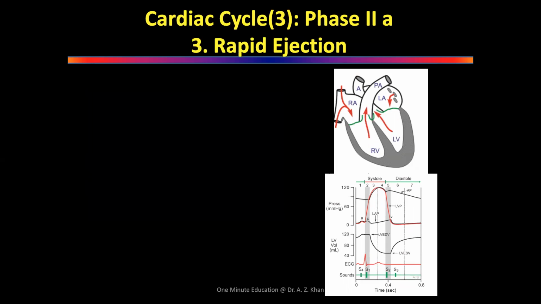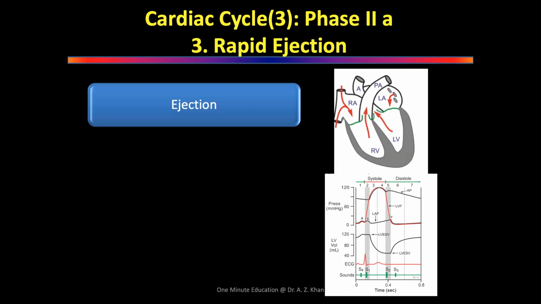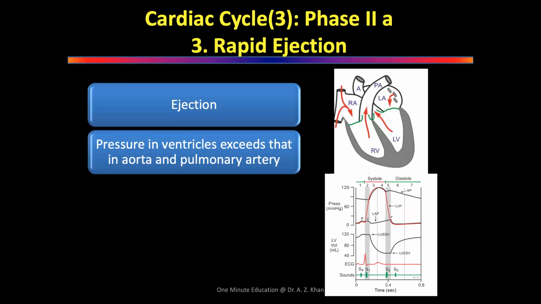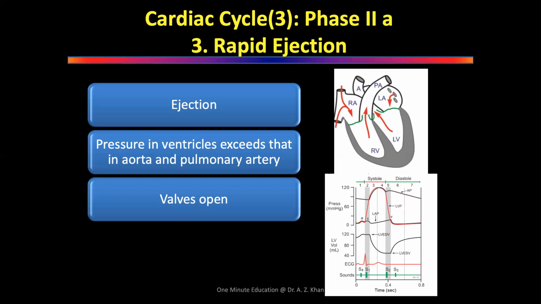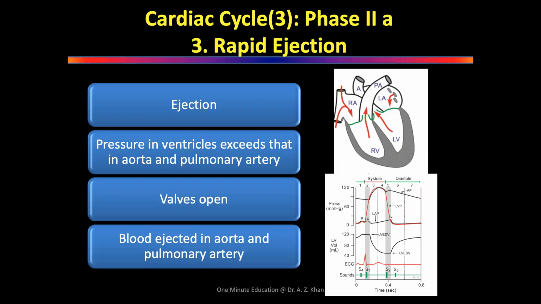Third phase, rapid ejection. What happens again? During rapid ejection, the semilunar valves, the aortic and pulmonary, are open. Why do the valves open? Because the pressure generated inside the ventricle during isovolumetric contraction exceeds the aortic or the pulmonary pressure. Well done. And then what happens to the blood? There is active ventricular contraction and blood is ejected from the left ventricle into the aorta, or the right ventricle into the pulmonary artery.